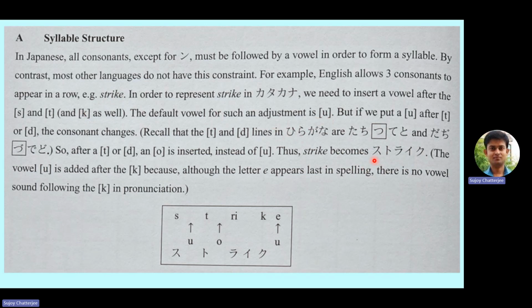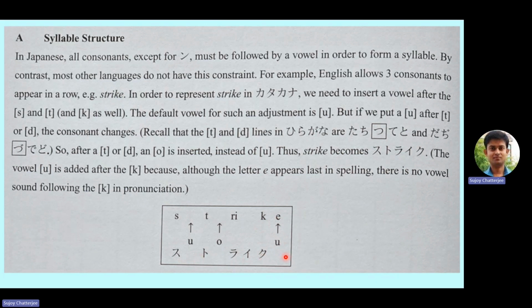So strike becomes sutoraiku. It is explained here as well. After S, we put a U to make it su. Then after T we put an O to make to because of this exception. Rai is rai, and then we have the last K and E. E doesn't give any vowel sound in the English word, so that's why we cannot use an A sound in Japanese. We use a U sound in Japanese. So it becomes ku. This is ku.